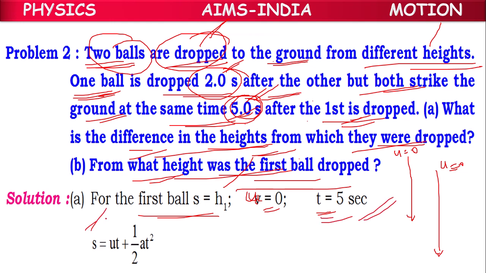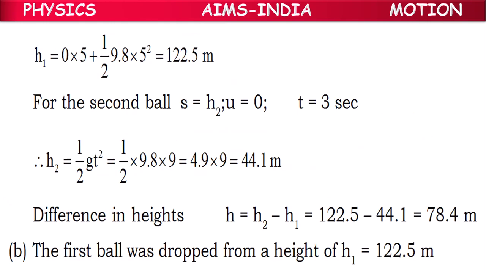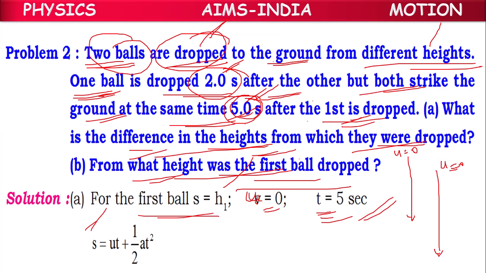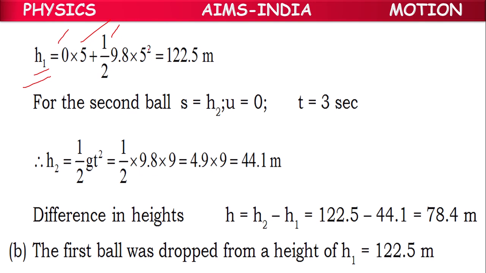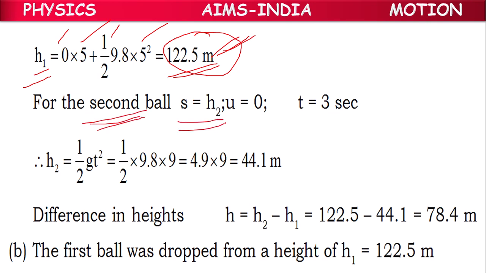So now what is S? The formula is ut plus half at square. So S, with u equal to 0, time 5 seconds, half. They are dropping down, so acceleration value is plus g. So plus 9.8 into 5 square, 122.5 meter. This is the height of first ball. For the second ball, let the height be h2.